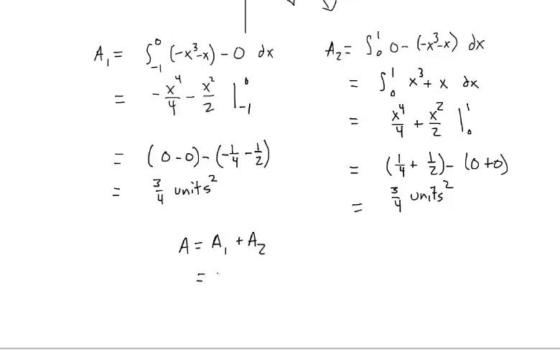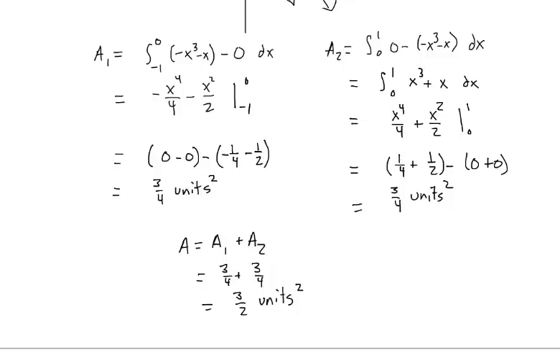So our total area of this is 3/4 plus 3/4, which gives us 3 halves units squared. And it's units squared because it's area. And they didn't give us any specific units, so I just used the general units term.